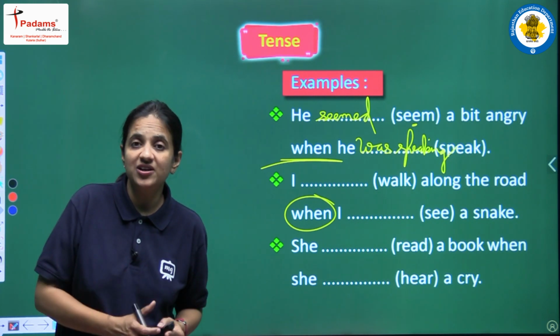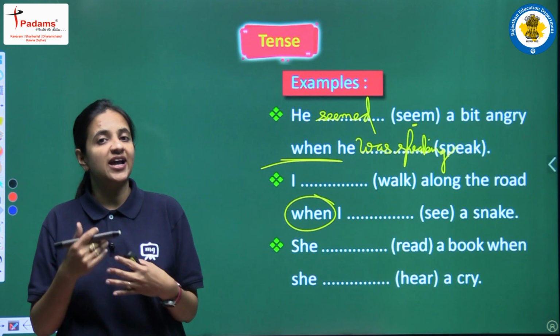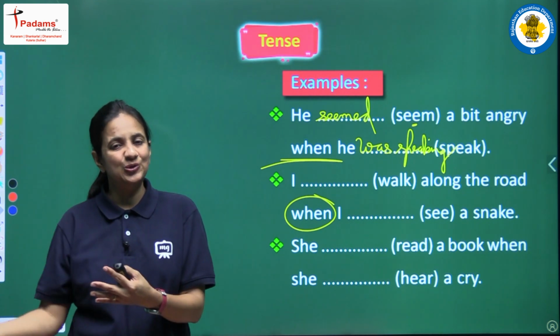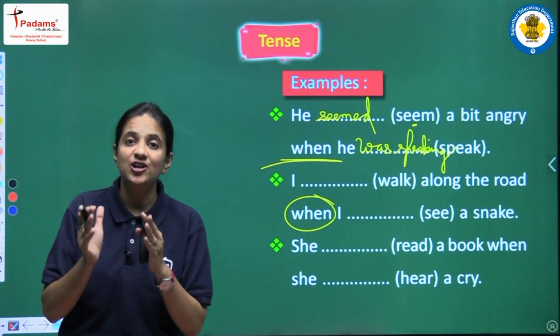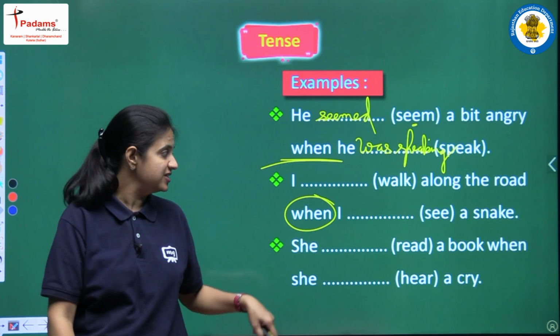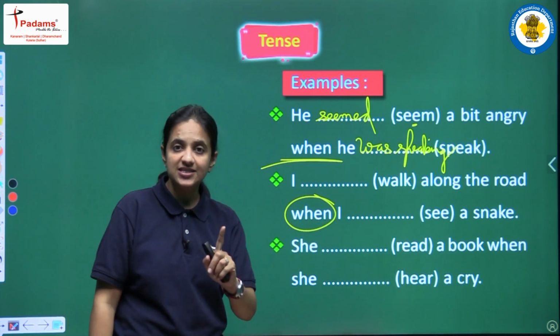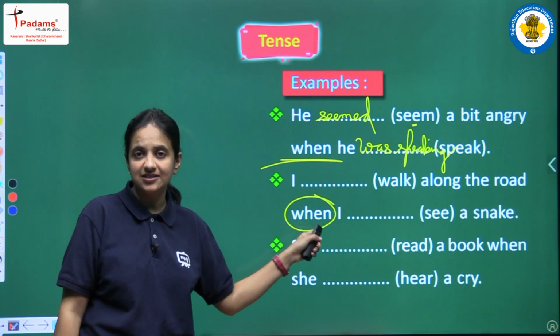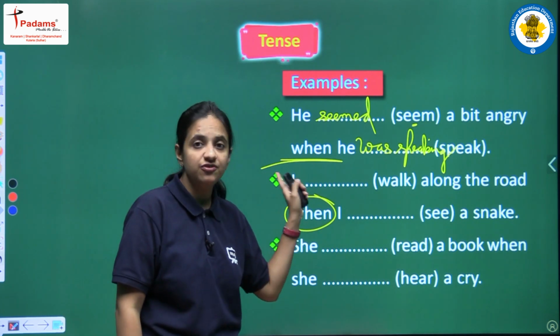Okay, सारी चीज़ें observe करने के बाद ही आपको try करना है कि कौन सा टेंस होगा, and then you have to figure out all the rules. So first of all, try to understand the structure of the sentence, try to understand the pattern of the sentence. So we are having one sentence in which we are having two clauses, okay, and we are having when as a conjunction. So let's read the first clause.